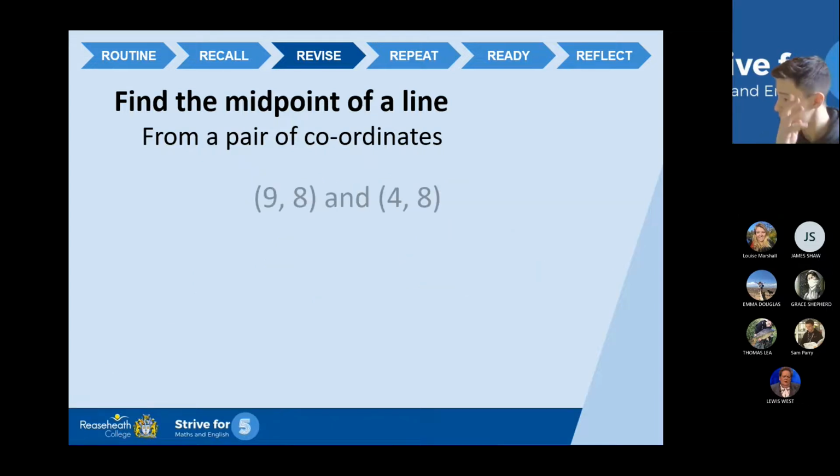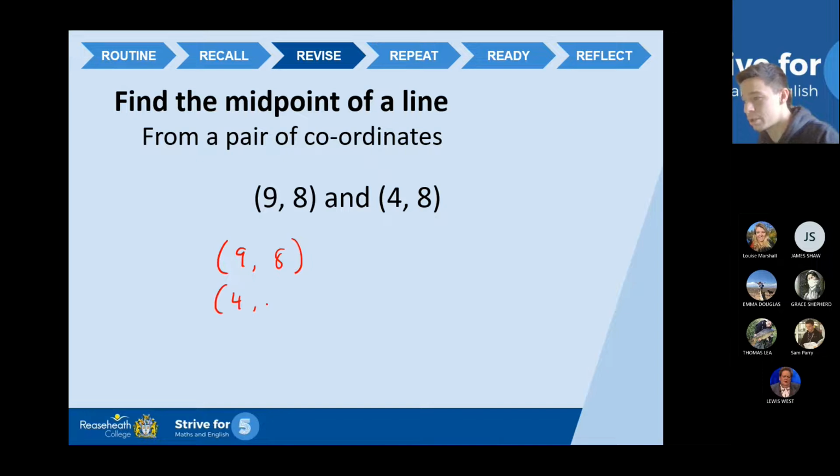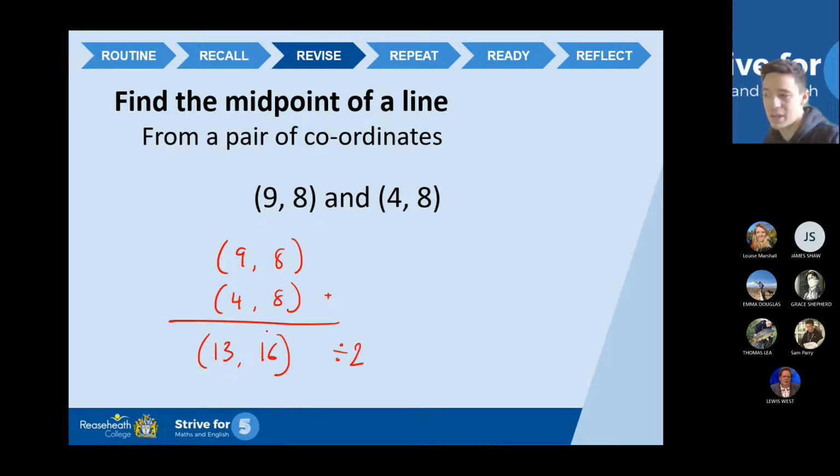Okay? And then here we go. We've got some positive numbers here. So 9, 8, and then 4, 8. You'll notice I'm going to add them together. 9 add 4 is 13. 8 add 8 is 16. Once I've done that, I divide by 2. So I half 13 and I half 16. Well, half of 13 is 6.5. Half of 16 is 8.